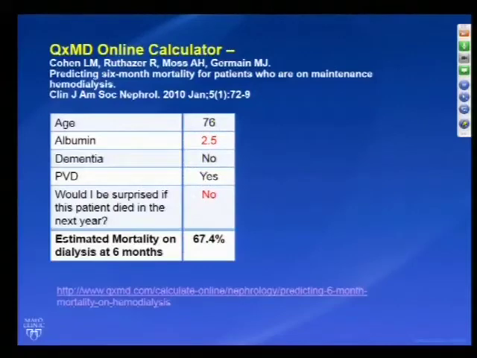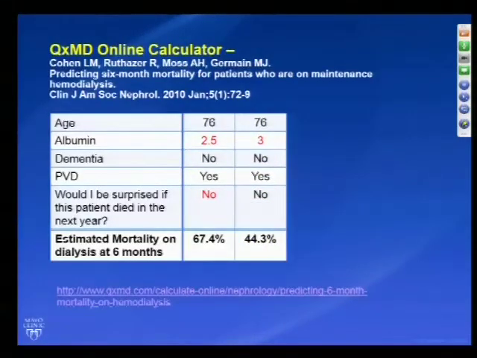So for this patient, we knew some of these factors. He was 76, he had no dementia, and he does have peripheral vascular disease. The one I put in yellow here, I just assumed. Because he appeared to be malnourished and his BMI was low, I assume his albumin is going to be 2.5. And I wouldn't be surprised if he dies in the next year. So this will give you a mortality estimate of about 67%, quite high.